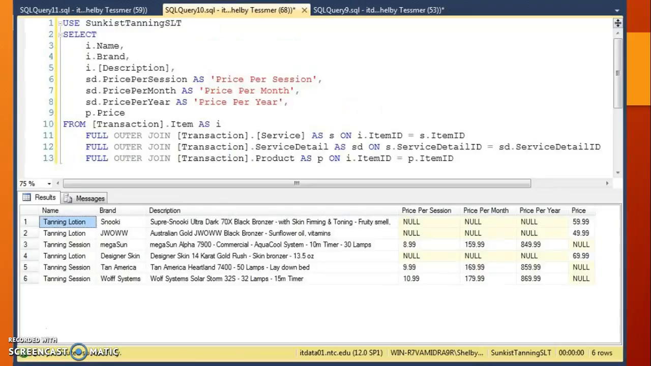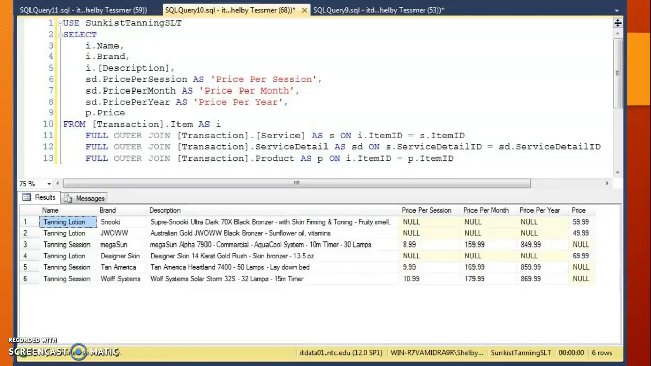My other example here is joining up my item, service detail, and product tables to show all of the prices of all of my products. I thought this was very important because being able to just pull back, here's all my products and services, and here's how much they are. Here, we're looking at a tanning lotion, and then here's the brand of it, the description of it, and the price of it.